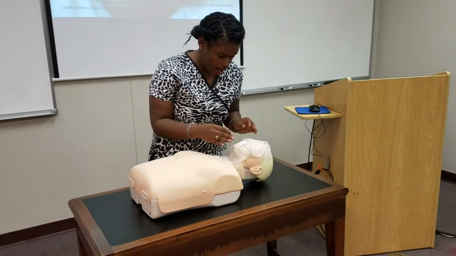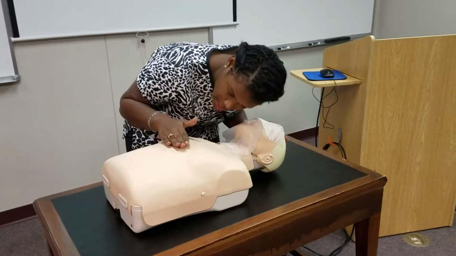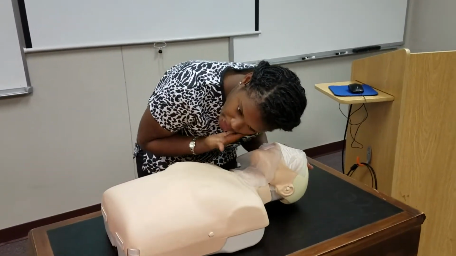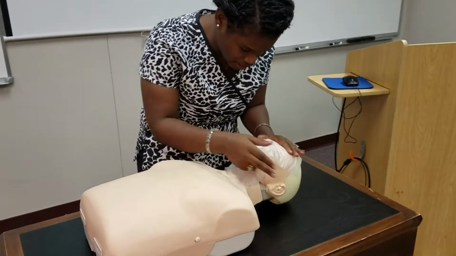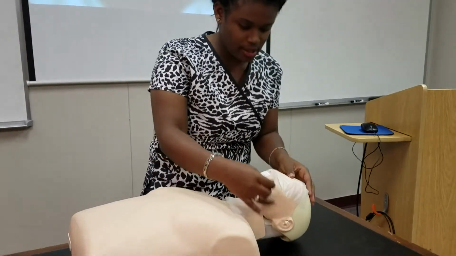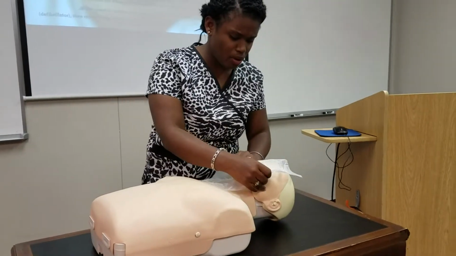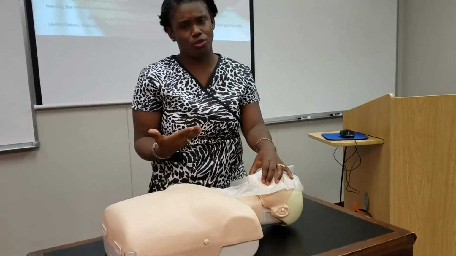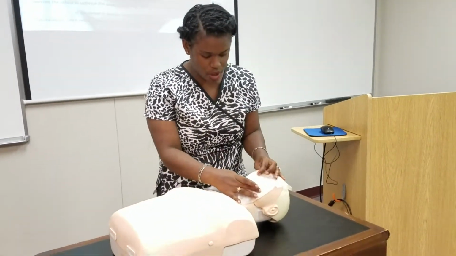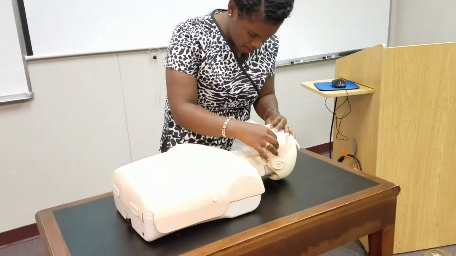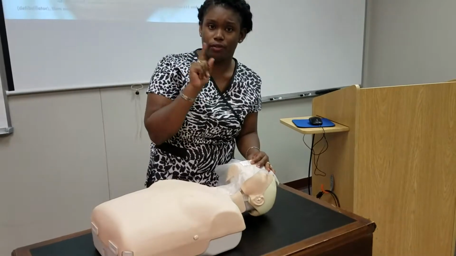At that point in time, I tilt the head back, I look, listen, and feel. I'm looking for rise and fall of the chest. I'm listening for breath sounds, and I'm feeling for air on my cheek just to see if anything's coming up. As I tilt their head back and lift their chin, this is a rescue pad that you put over their mouth. That's just so that when you're giving mouth to mouth, you won't come into contact with the patient. You're going to close their nose, tilt their head back, make sure this is placed properly, and deliver 2 breaths over the period of 1 second.